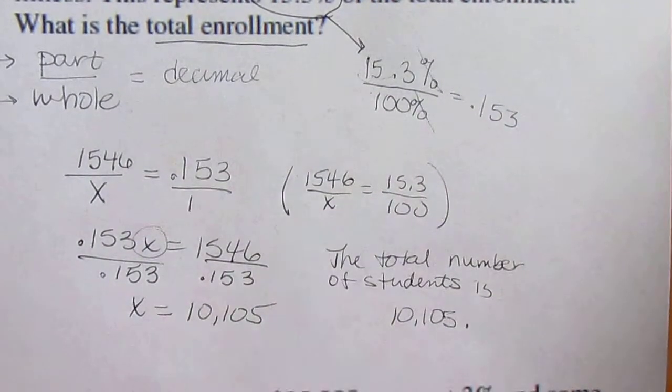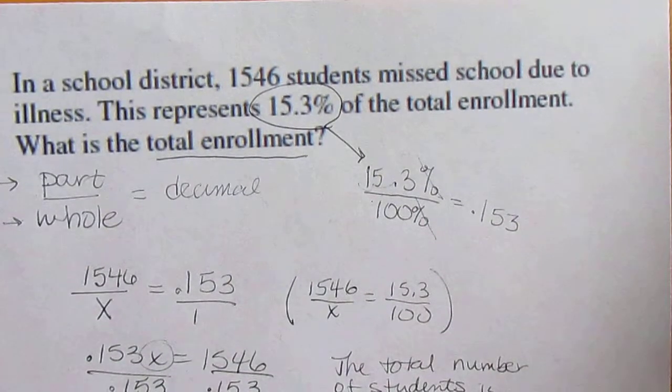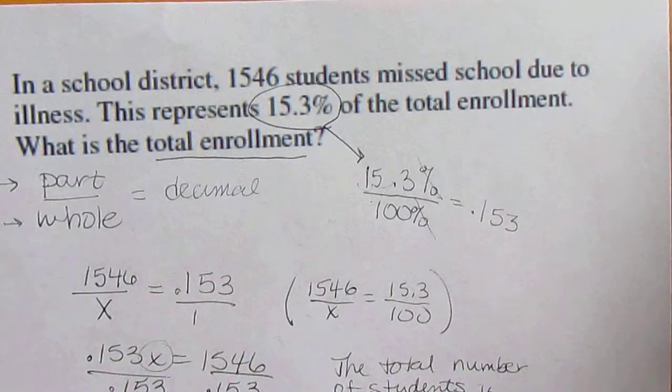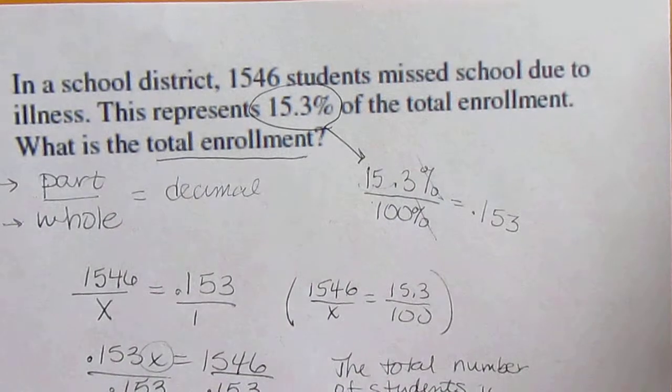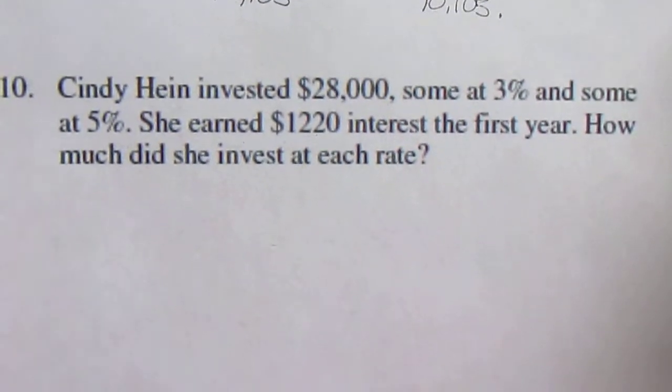10,105. So there are 10,105 students. Of those students, 1546 are sick or missed school due to illness, and that represents 15.3%. That makes sense. So let's move on to question number 10.